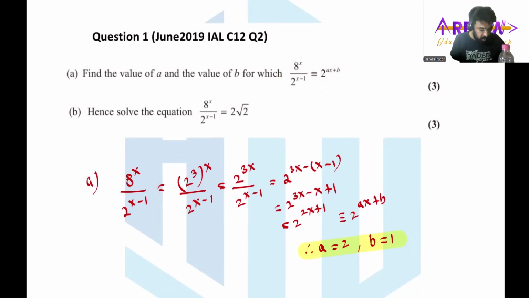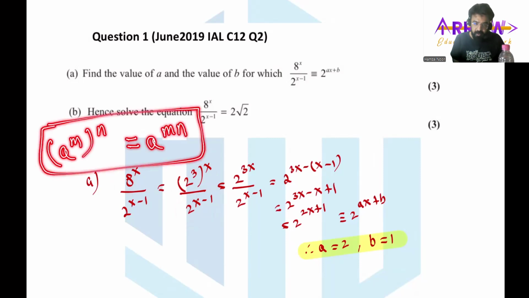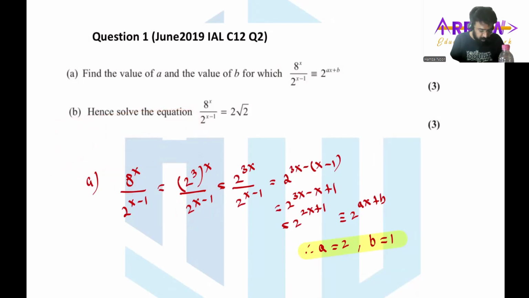So first things first, 8 raised to the power of x is divided by 2 raised to the power of x minus 1. In place of 8, I can write 2 cube. So 2 cube is raised to the power of x, divided by 2 raised to the power of x minus 1. Now the powers will be multiplied together, since according to the laws of indices, a raised to the power of m, whole thing raised to the power of n, is exactly the same as a raised to the power of m multiplied by n. The powers will be multiplied together.